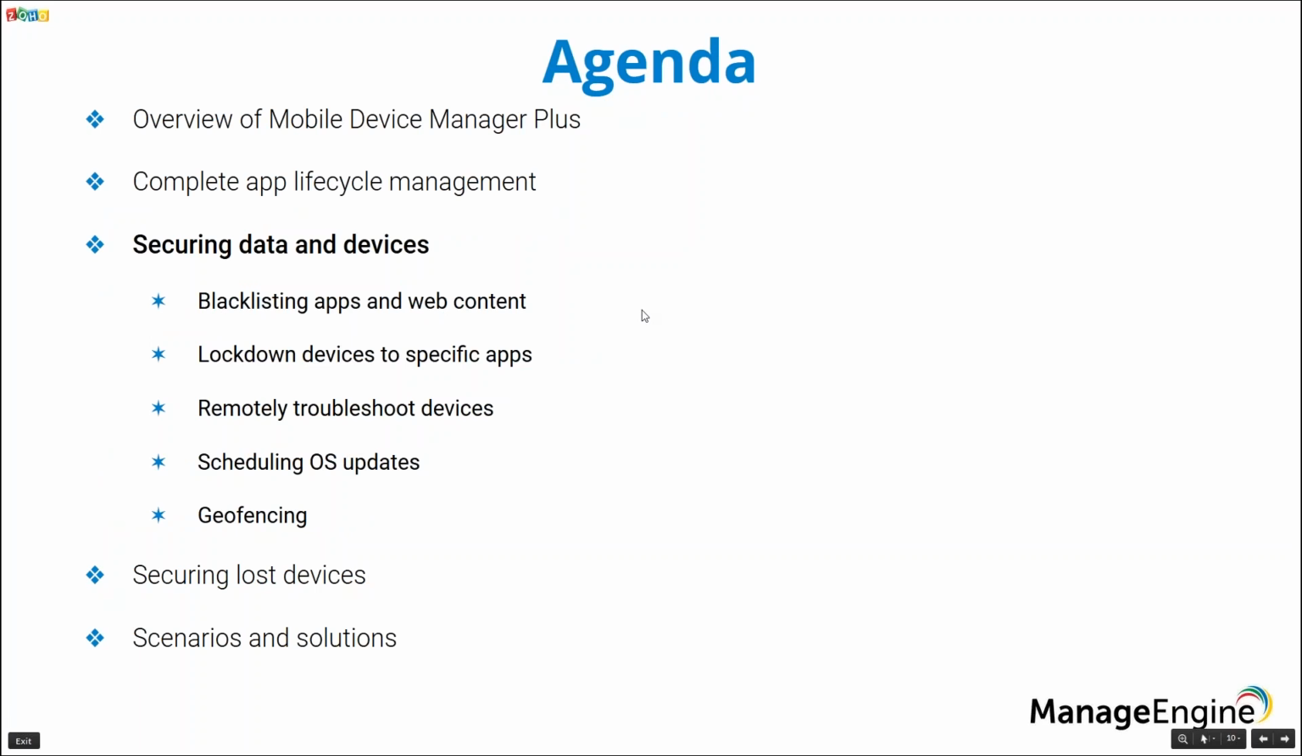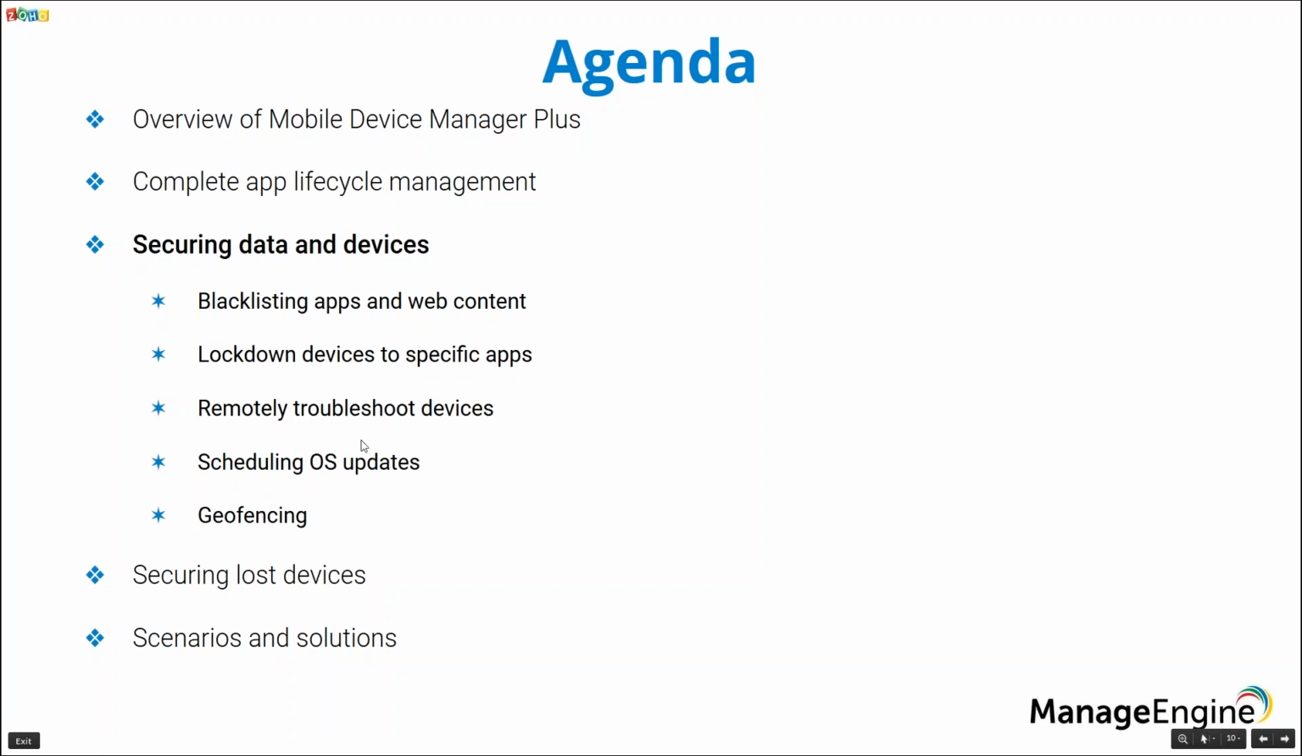So how you can secure your corporate information available on the device and also the entire mobile device. In that, I'll be explaining how you can blacklist certain apps and malicious web content using our product, and also how you can lock down your devices with certain applications. Let's say you have certain point of sale devices, how you can lock them down with specific apps. And how we can remotely troubleshoot devices: instead of explaining all the troubleshooting techniques to an end user who is not that technical, how you can remotely connect to the devices directly and troubleshoot using our ManageEngine product is also available in our scenario, which I'm going to discuss in today's training program.